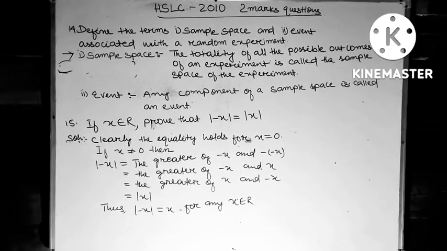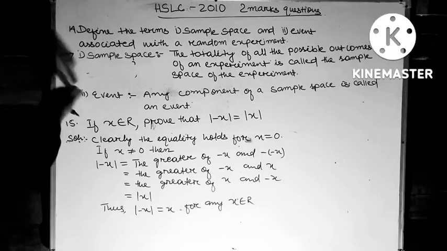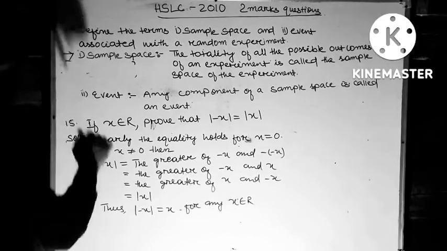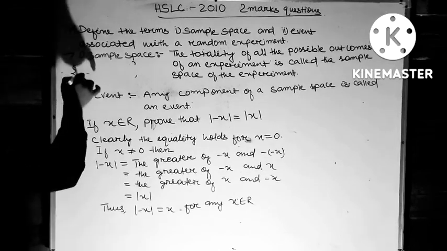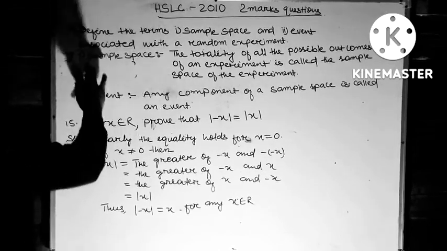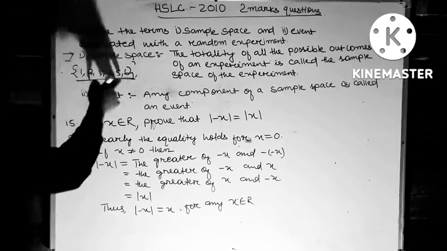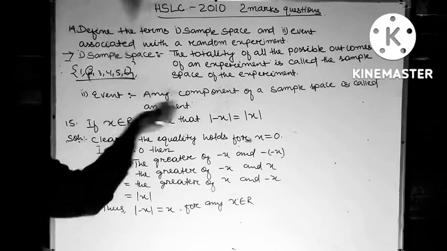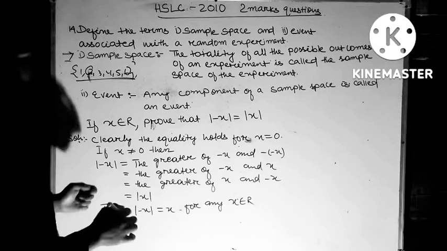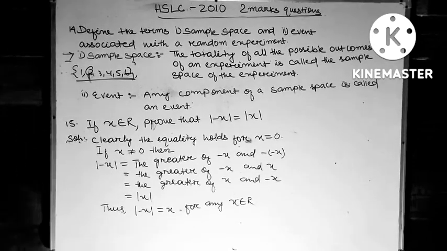And event. What is the meaning of event? Any component of a sample space is called an event. That means, just now I wrote already, when we throw a die, there will be how many sample points? 6, right? 1, 2, 3, 4, 5, 6. So out of these 6, any component, maybe 1, maybe 2, maybe 3, maybe 4, maybe 5, maybe 6, any one component of these is called an event. All right.